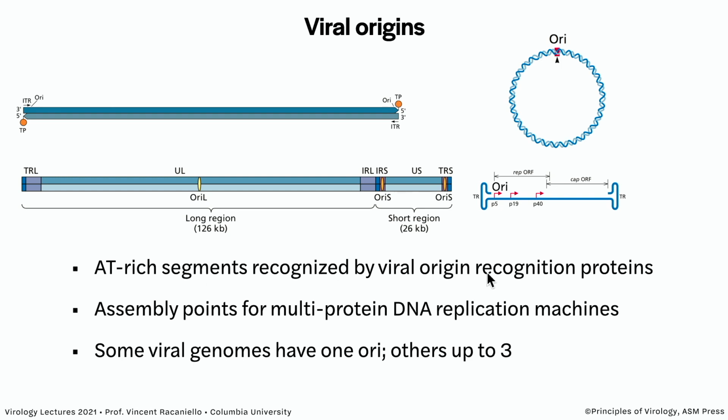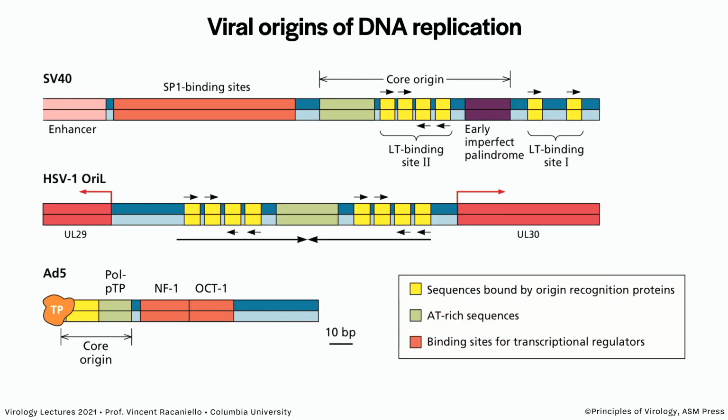And we've talked about the mechanisms. There are assembly points for these multi-protein replication machines, and some genomes have 1, others have 3. Our chromosomes have many origins, because if we had only 1 per chromosome, our DNA would never be replicated in time. Here are some closer looks at origins. I've already shown you the SV40 origin with these large T binding sites, the AT-rich regions. They all have AT-rich regions, right? They have areas that can be easily denatured, so you can get DNA synthesis going.